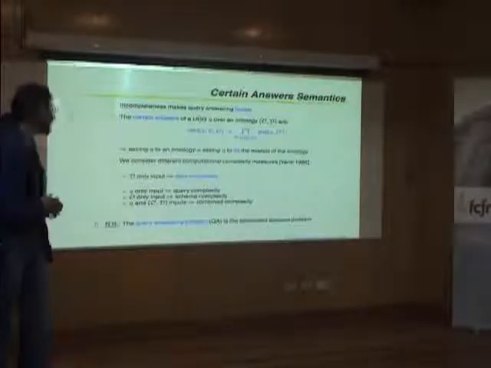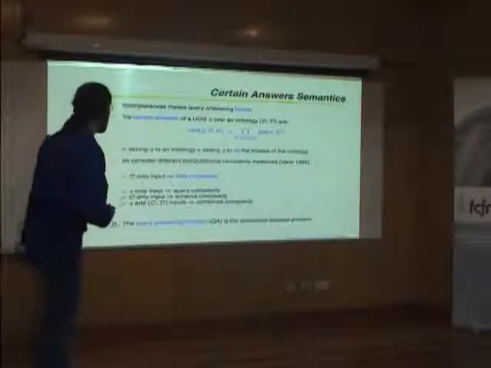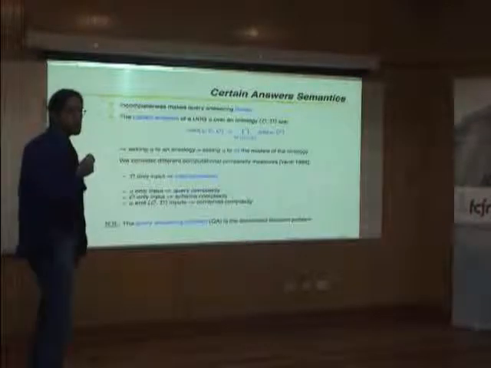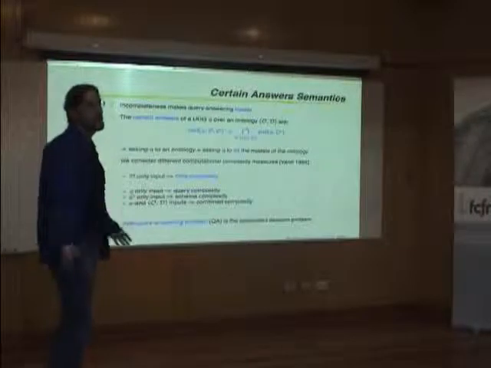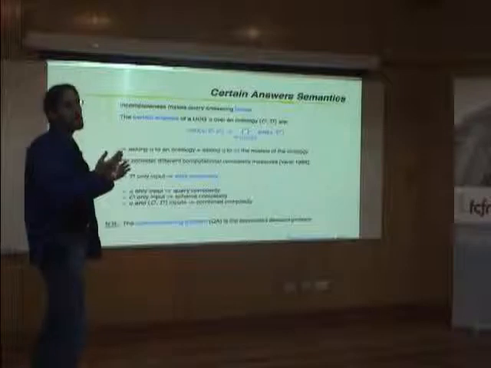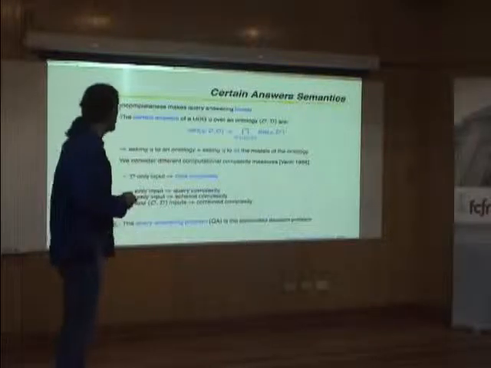The associated decision problem that we use to study computational complexity is known as the query answering problem, in which what you do is you fix a tuple. You don't want to compute all the answers. You fix a certain tuple, and then you check whether it is an answer or not. That way you get a decision problem.